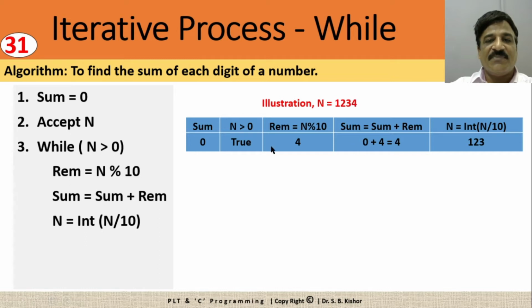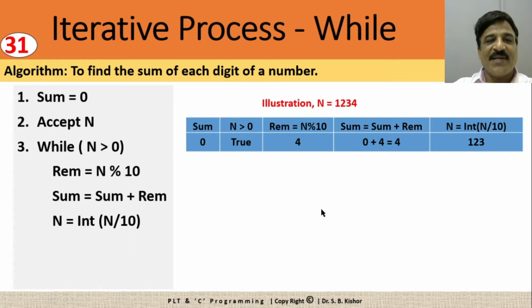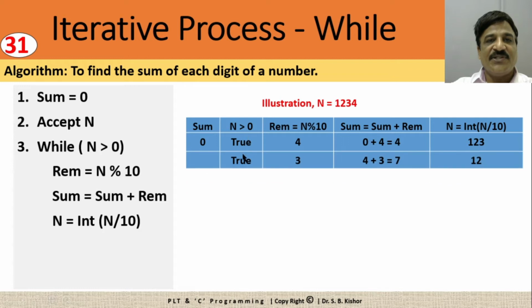Now perform the sum. What we need to do? We need to find out the sum. So 0 plus 4 is what? 4. Now once you have extracted the number 4, the next thing is you should have only 123. So how is it possible? That is 1234 divided by 10. It's what? 123.4. So integer of that, it's 123. Now again go back to the loop. 123 is greater than 0. Yes, condition is true.